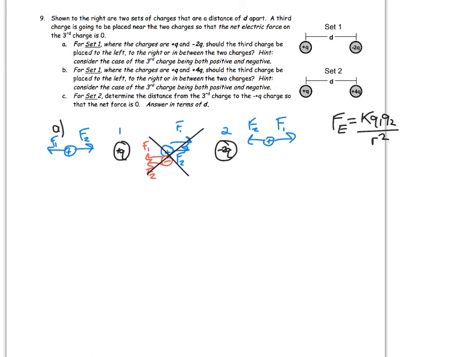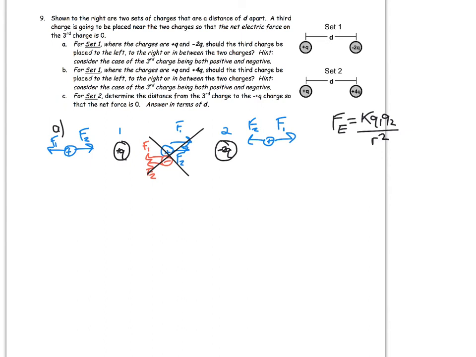So the other thing we need to keep in mind here is not only do these forces have to go in opposite directions, but they have to have the same magnitude if they're going to cancel out and lead to a net electric force of zero. So thinking about Coulomb's law and what that force depends on, we know that that force is directly proportional to charge and inversely proportional to distance.